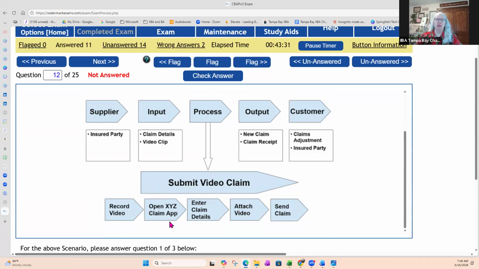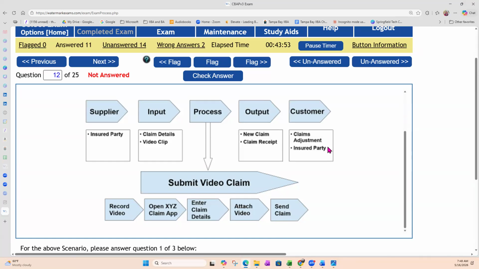Next step is open XYZ claim in app. The next step, enter claim details. Then you attach the video. Then you send the claim. And the output of that is you have a new claim and there's a claim receipt. The customer is going to be the claims adjuster and the insured party.